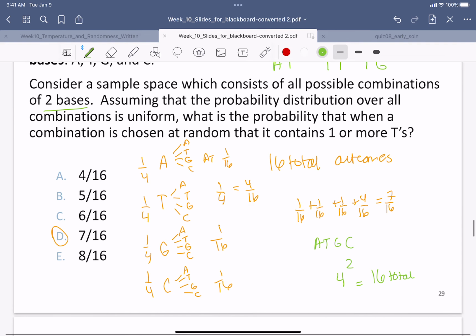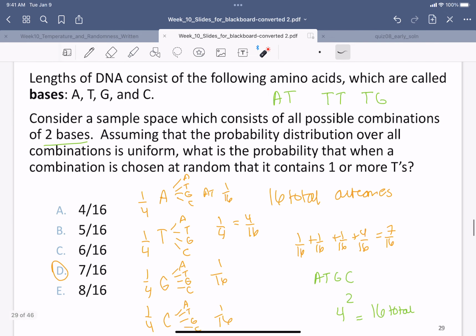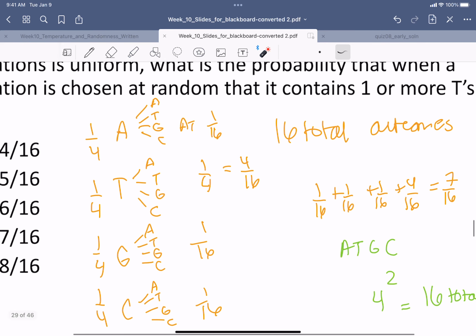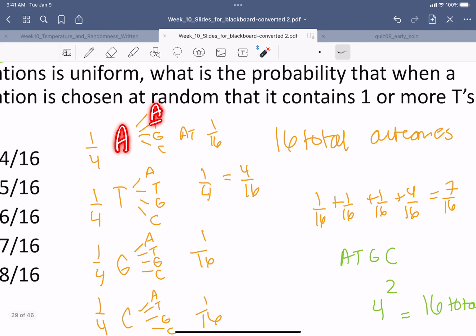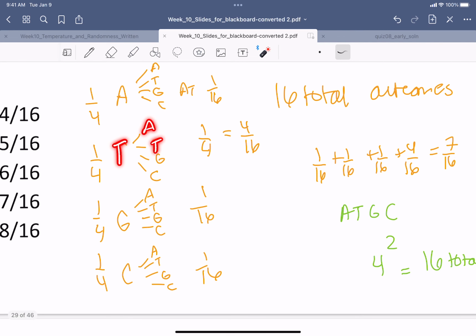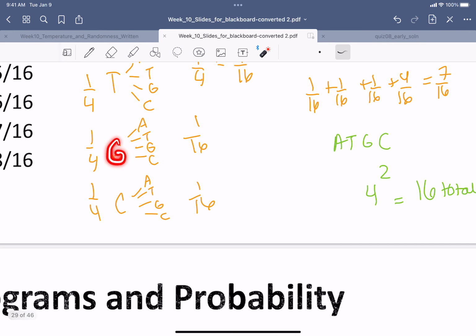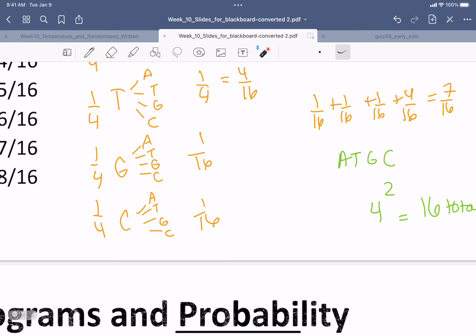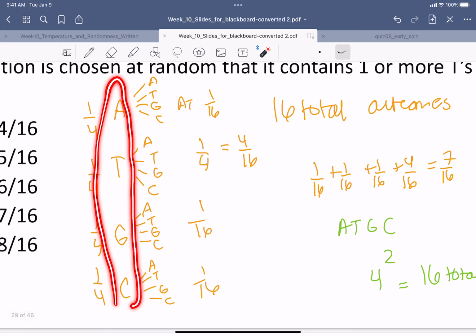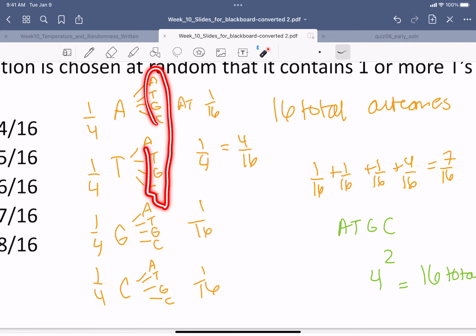And now to figure out how many of those 16 total outcomes have 1 or more T's, I can do a tree diagram. I can literally write out AA, AT, AG, AC. Those are the possible outcomes with A first. I can also have TA, TT, TG, TC. Same for G. These are the possible outcomes for the first base, and then these are the possible outcomes for the second base.